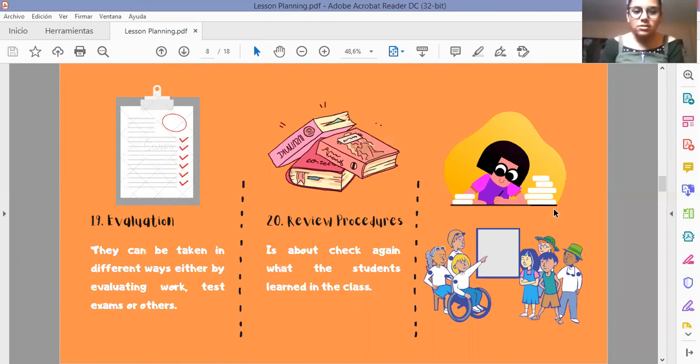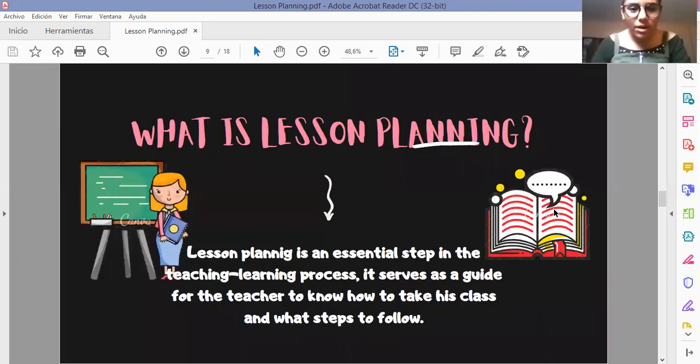So let's continue talking about what lesson planning is. Lesson planning is an essential step in the teaching-learning process. It serves as a guide for the teacher to know how to conduct his class and what steps to follow.